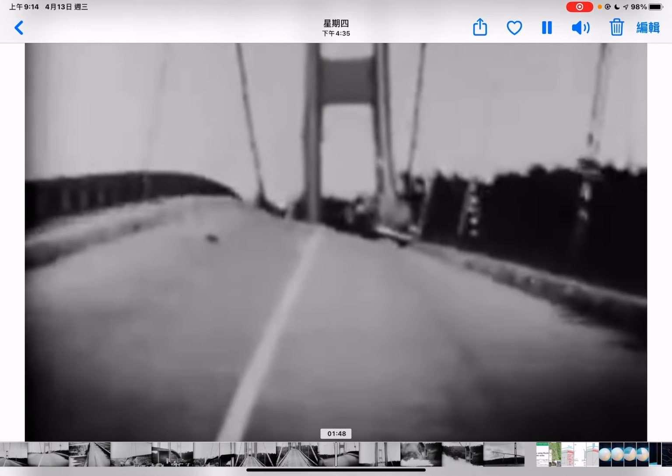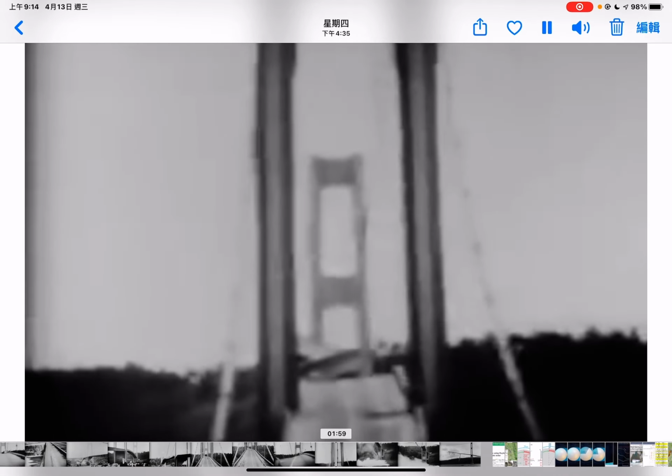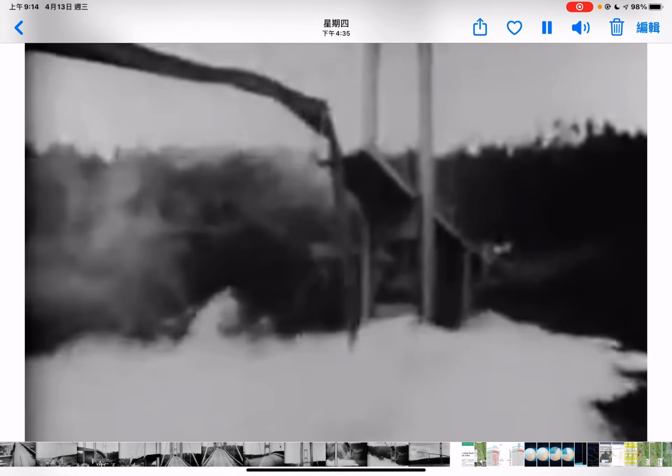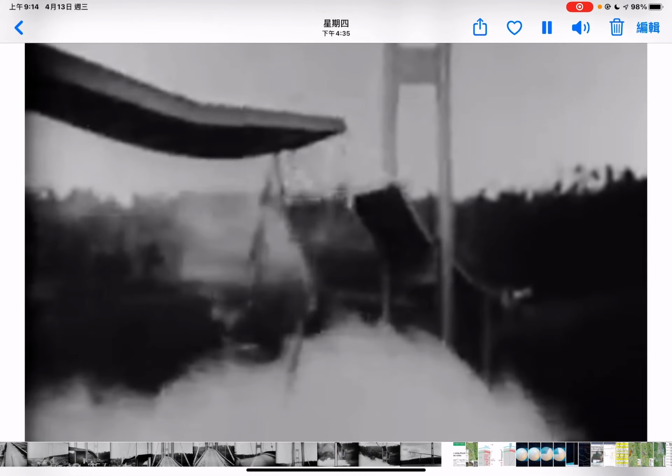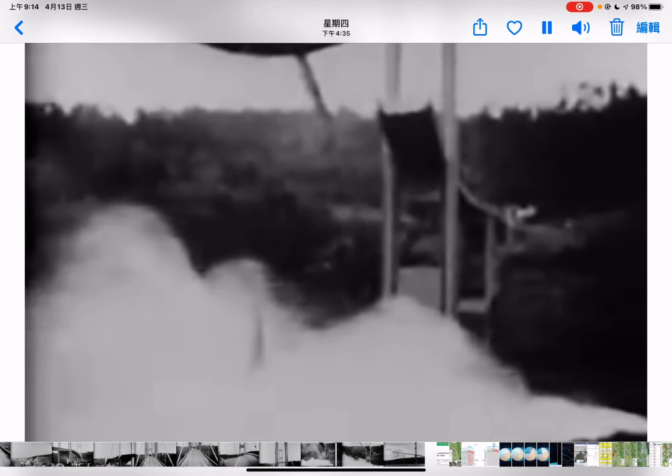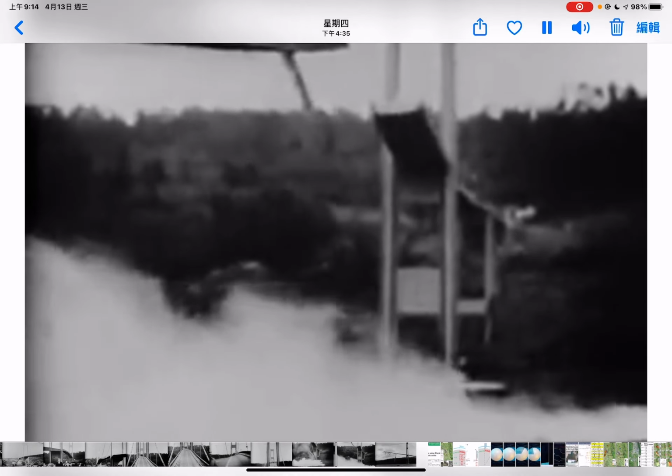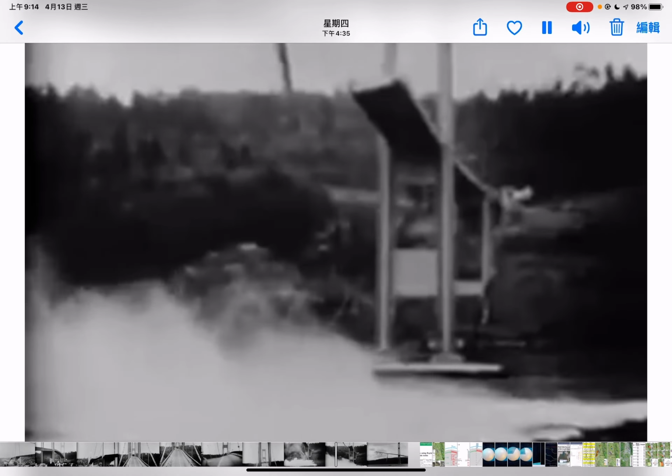So as you can see, finally the bridge broke. There it goes! Just totally destroyed. Okay, so the bridge only survived around four months.